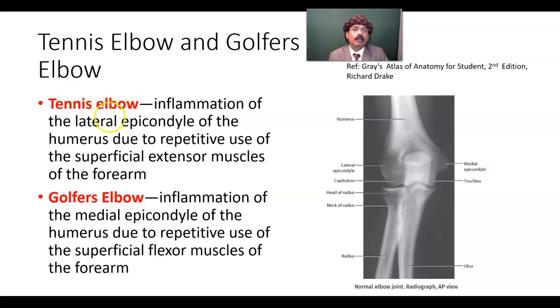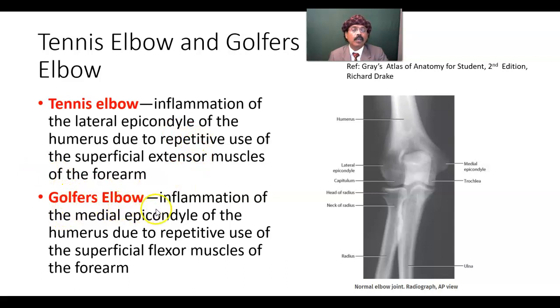But we have a lot of other occupations that also use this joint, like that of the carpenter or plumber or weightlifter. They may also have tennis elbow-like features.